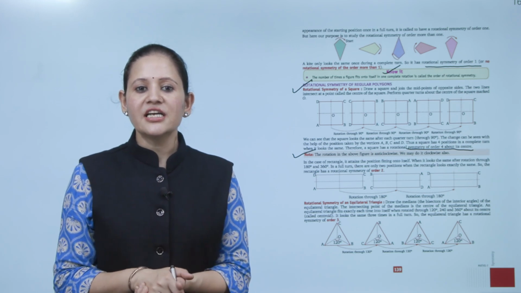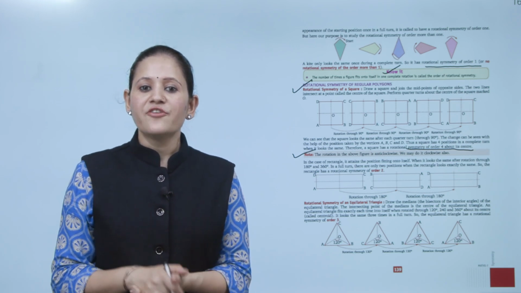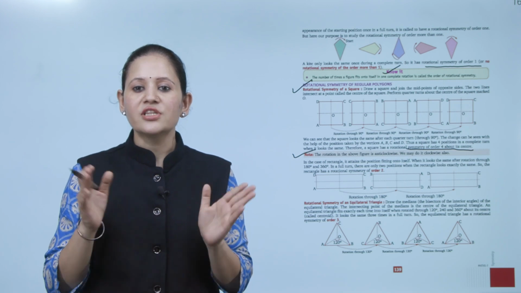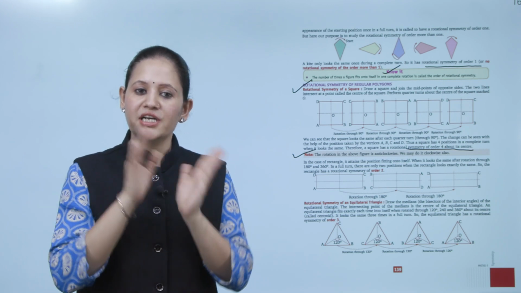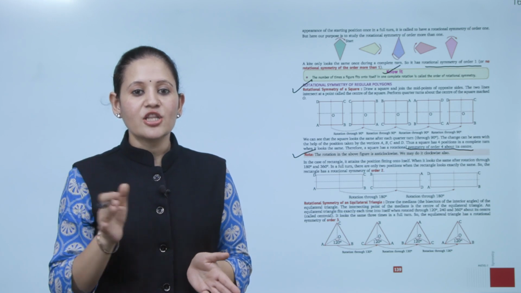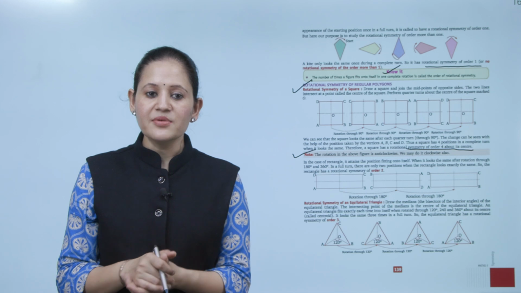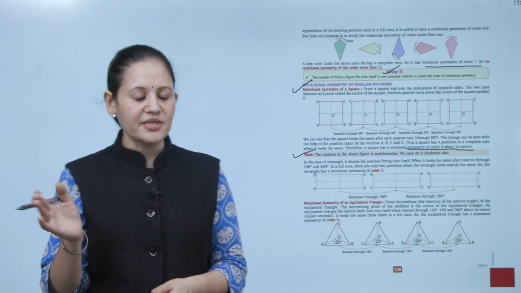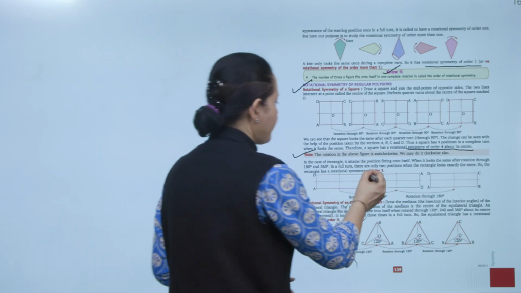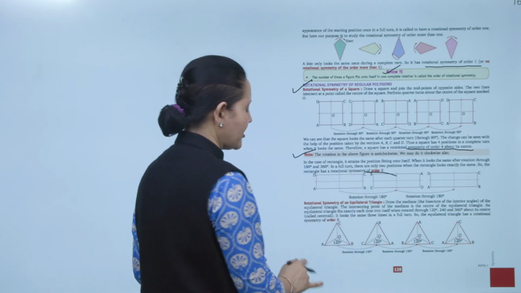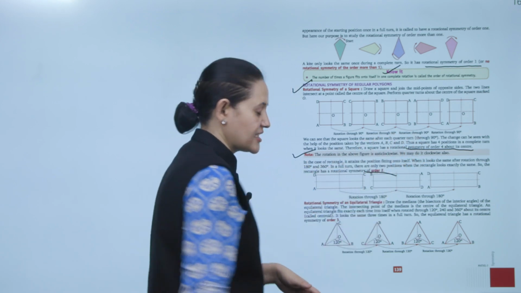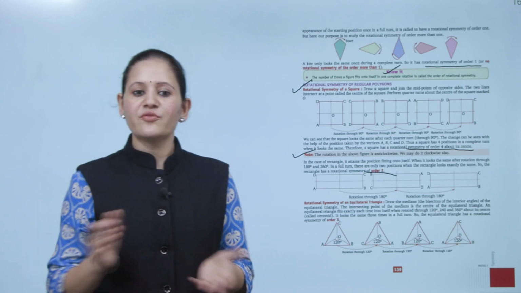In the case of a rectangle, it fits onto itself when it looks the same after rotation through 180 degrees and 360 degrees. In the full turn, there are only 2 positions when the rectangle looks exactly the same. So the rectangle has rotational symmetry of order 2. Here you can see in the diagram, 180 degrees and after that 360 degrees. So it has rotational symmetry of order 2.